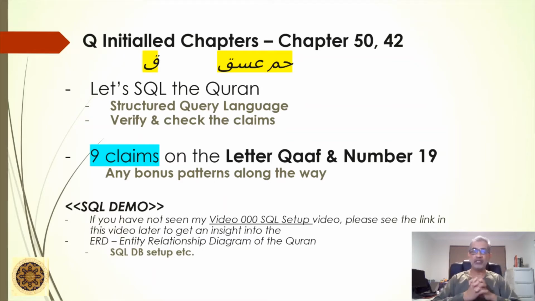So in this series, obviously, we're being very objective and using technology and SQL. So we'll SQL the Quran, we'll verify the claims that people have made around these mysterious initials, particularly to do with 9 claims on the letter Qaaf and its interplay or its patterns with number 19. And if we see any bonus patterns along the way, I'll call them out as well.